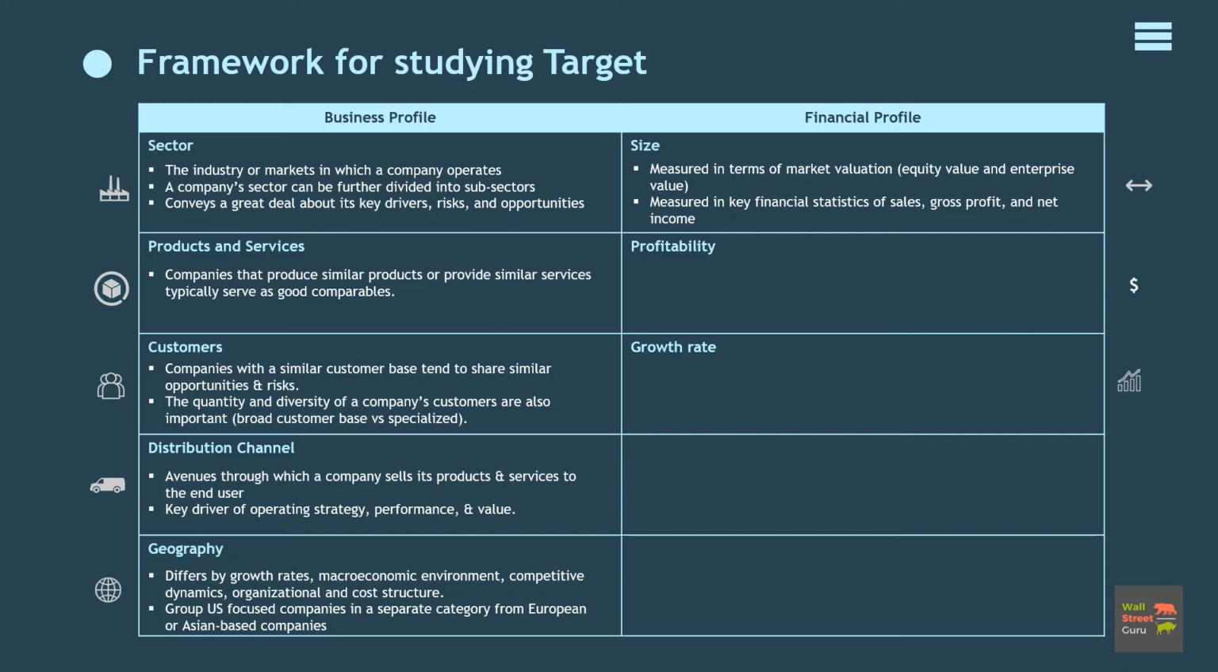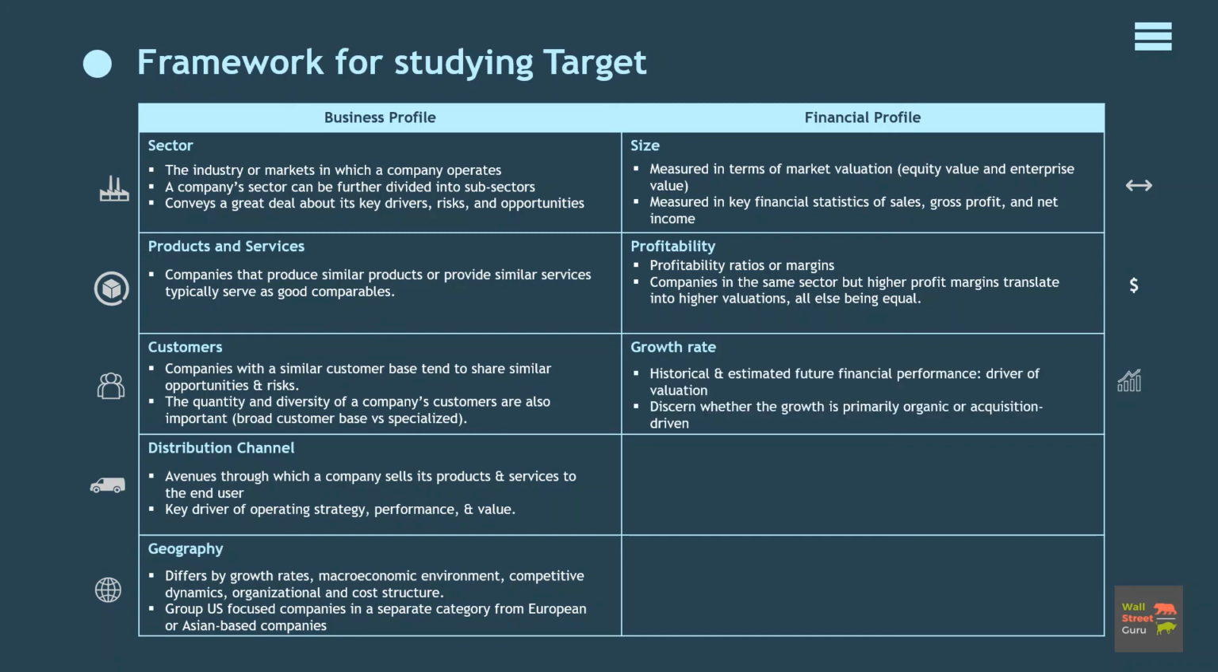profitability. A company's profitability measures its ability to convert sales into profit. Profitability ratios or margins employ a measure of profit in the numerator, such as gross profit or net income, and sales in the denominator. As a general rule, for companies in the same sector, higher profit margins translate into higher valuations, all else being equal. Growth profile.